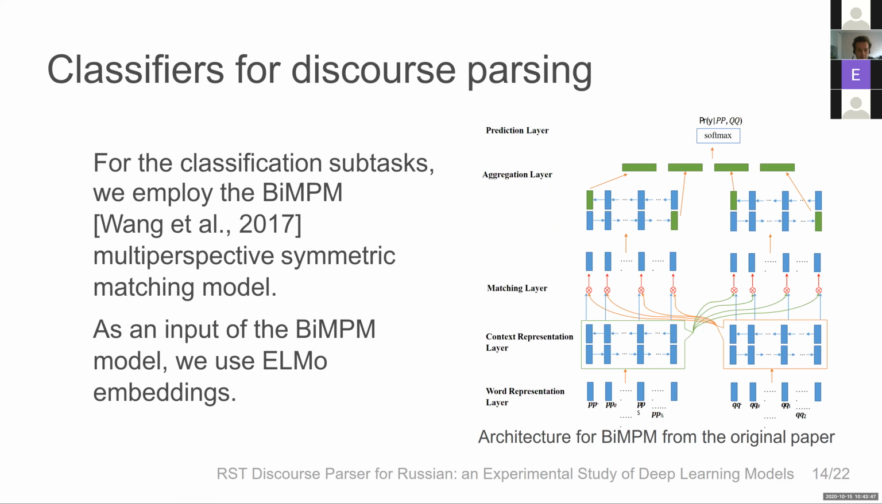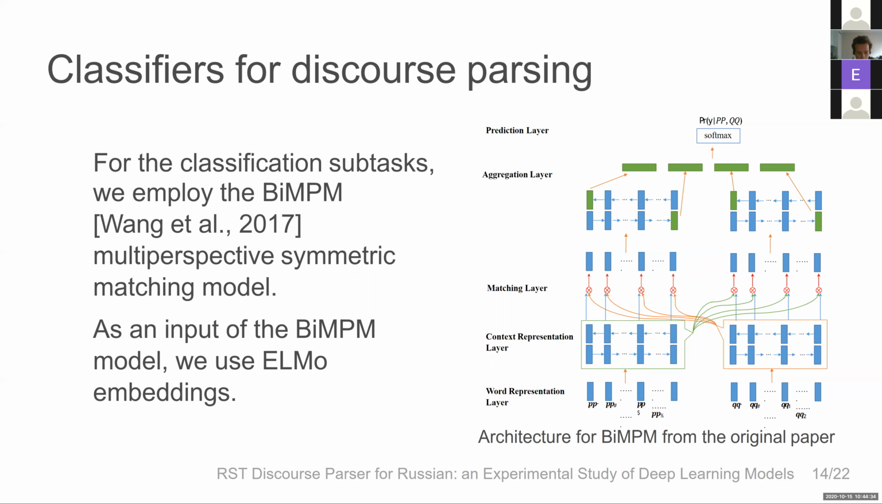For the classification subtasks, we employ the BiMPM bilateral multi-perspective matching model. It was originally proposed for the task of sentence matching. In the BiMPM model, two text inputs, in our case left and right discourse units, are encoded in a BLSTM encoder, and the encoded vectors are matched in both directions on each time step. The matching results are then processed by another BLSTM layer, and both outputs of the aggregation layer are concatenated into a matching vector used for final classification.